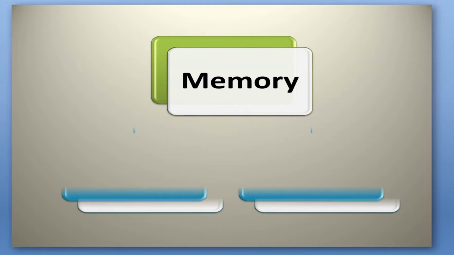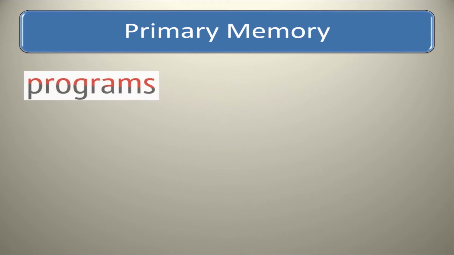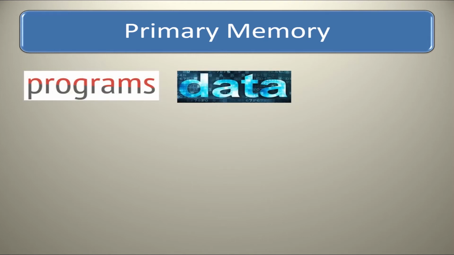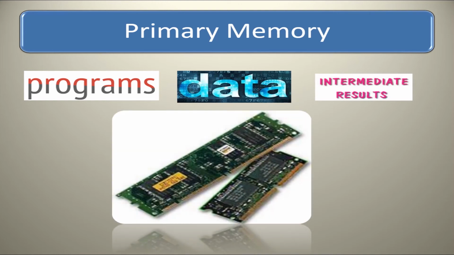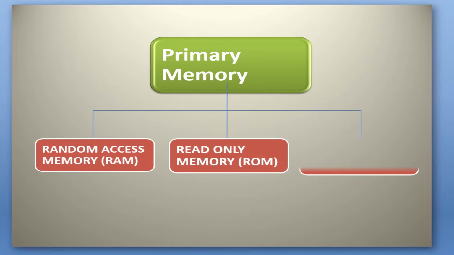Memory can either be primary or secondary. We will learn about the primary memory first. The primary memory. Primary storage or main memory stores the programs, data, and intermediate results during the program execution. Primary memory is of the following types: RAM, ROM, and cache.